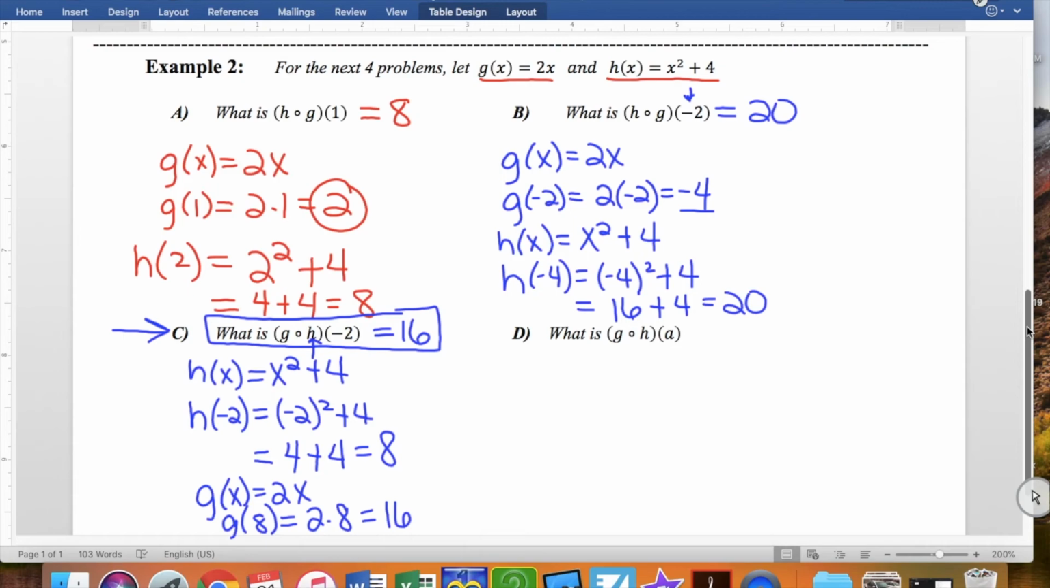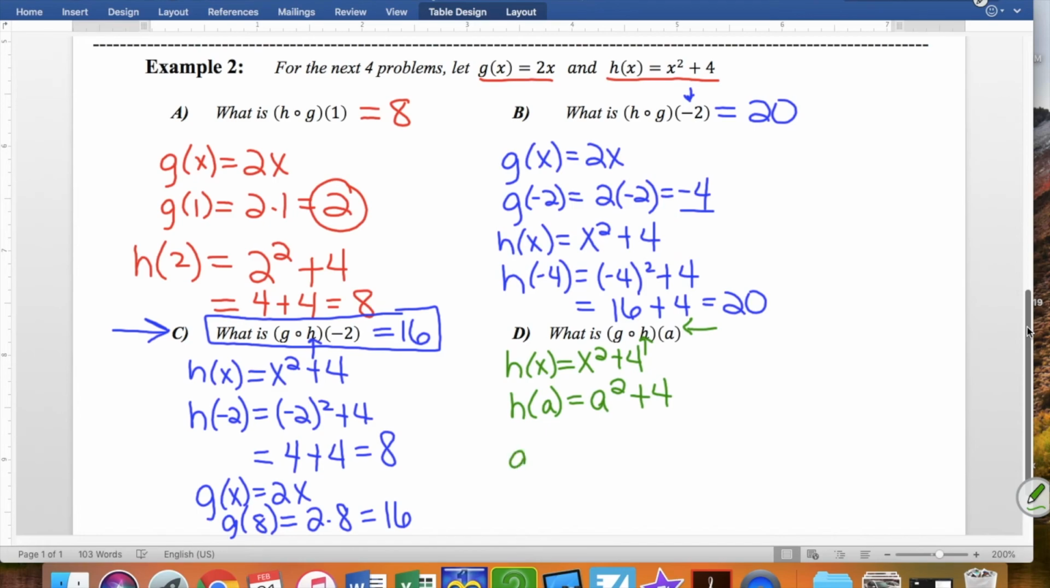Okay, and then the last problem, again, it's the composition of function g with function h, but look at my input. It's a. So let's try that. So we're going to start with our h, because that's the variable that I'm using for inside that g. I need the output of h of x so that I can use it for my g of x. So let's start with h of x, which is x squared plus 4. And this time, my x value is a, so I substitute that in. So I'm done. I can't simplify that any further.